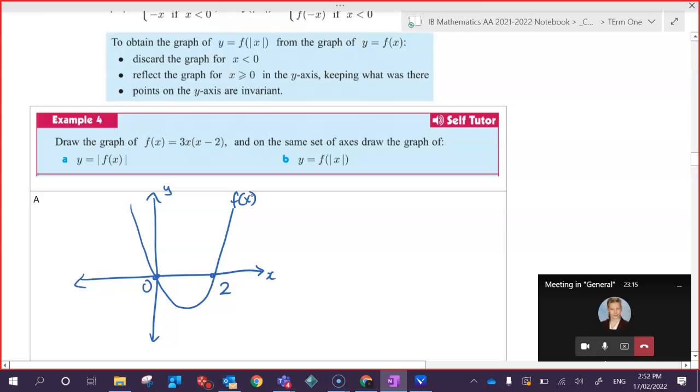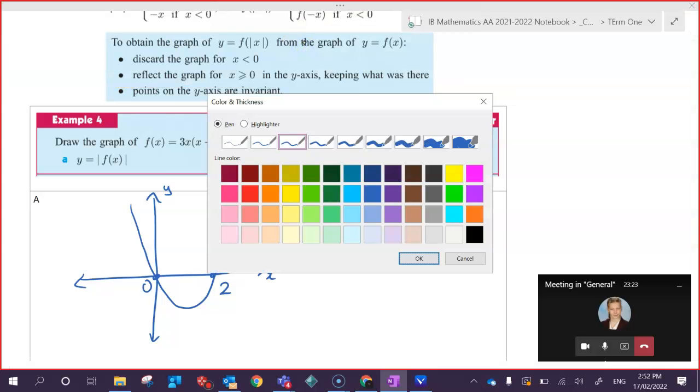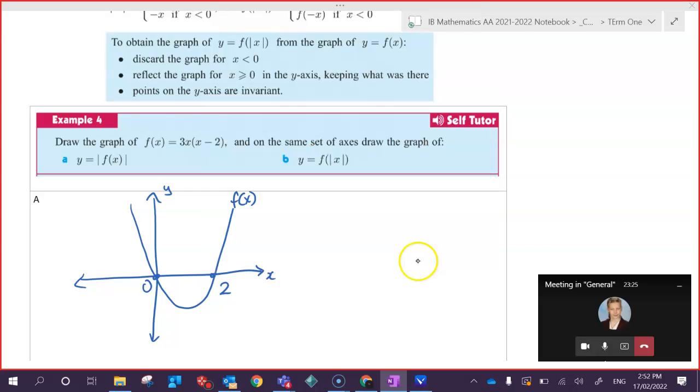On the same set of axes, sketch the absolute value of f of x. Let's use a different color. Let's go orange. Absolute value of f of x: anything that was negative becomes positive, but the shape hasn't changed. So this is just a perfect reflection of the other bit. And then these bits are the same. They're on top of each other.